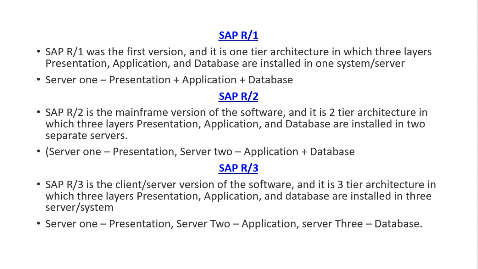Then we'll go for level 3, or R3. Here each and every layer will have an individual server. Server 1 will be the presentation layer, server 2 will be the application layer, and server 3 will be the database layer. So this is a 3-tier architecture.